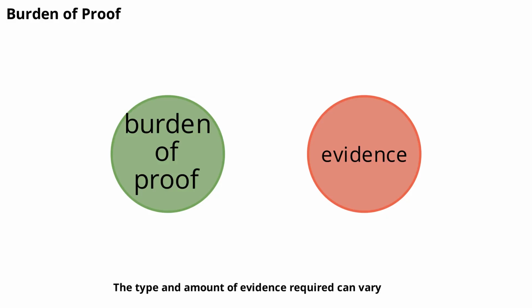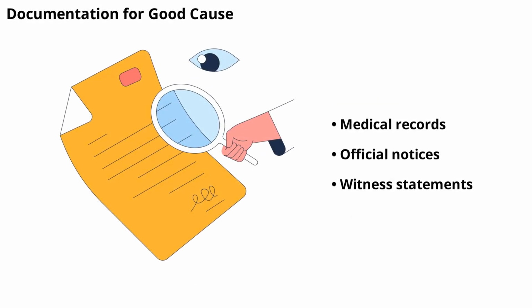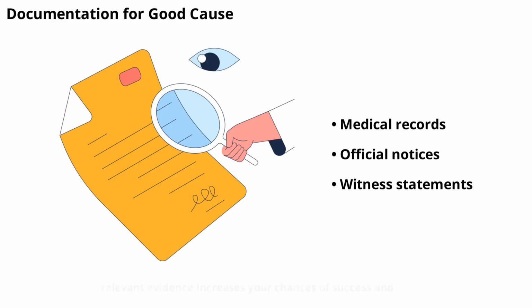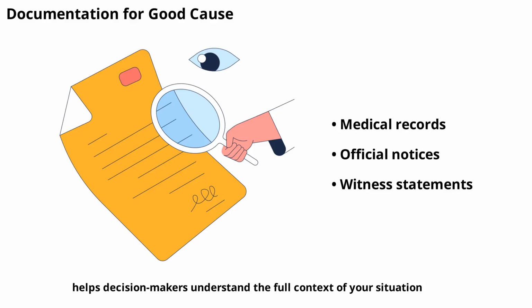The type and amount of evidence required can vary, but it's always important to be thorough and organized when presenting your case. Supporting your good cause claim with documentation is essential. This might include medical records, correspondence, official notices, or witness statements. Providing clear, relevant evidence increases your chances of success and helps decision makers understand the full context of your situation.